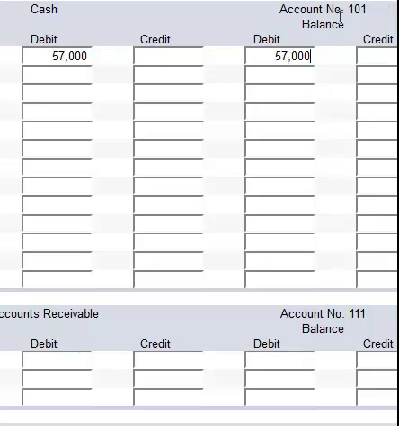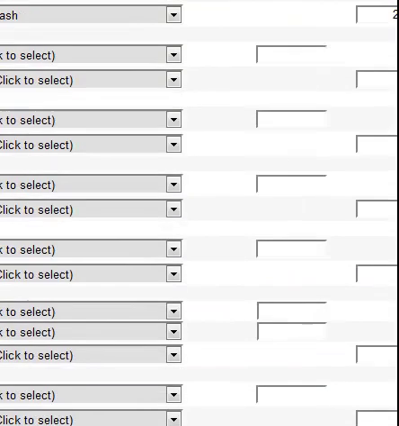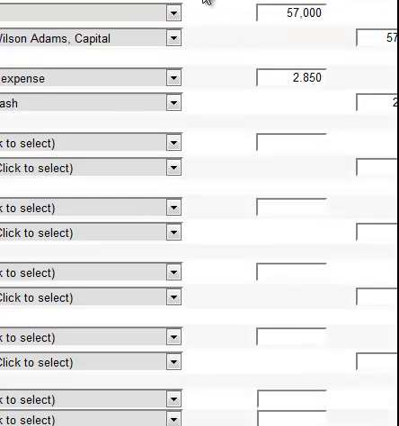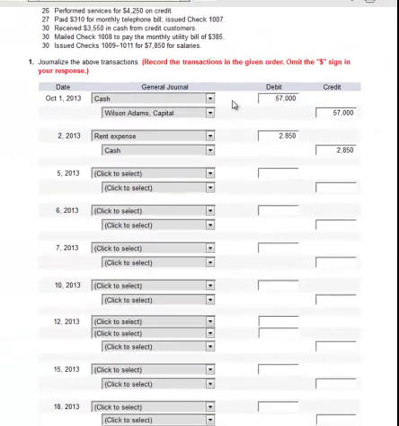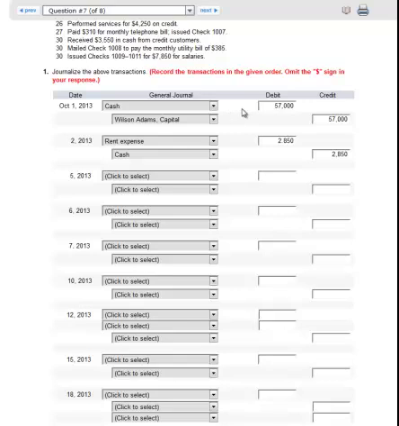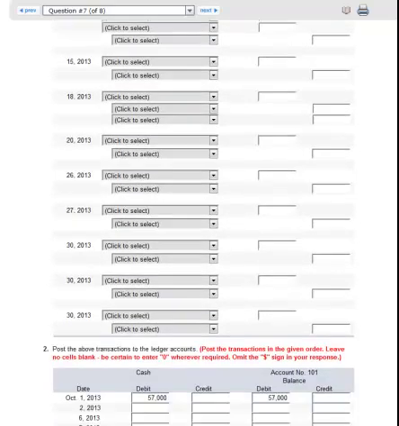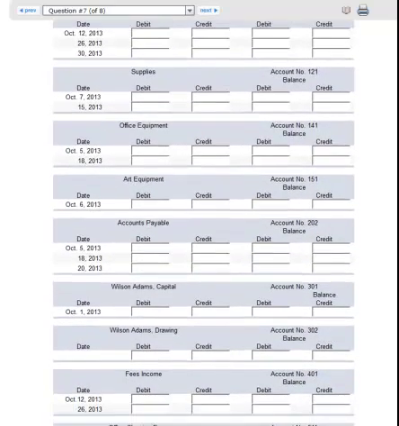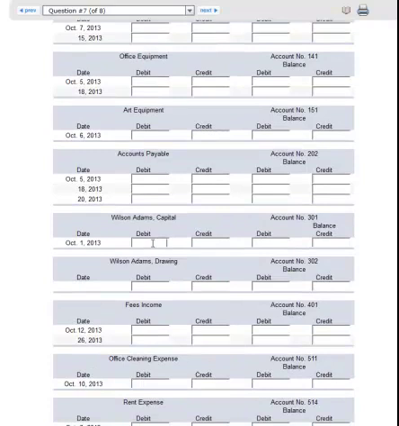Normally I would take account 101 and go up here in my journal and note that I posted this to account 101, but this particular program doesn't have that. Next, I'm going to credit Wilson Adams capital for $57,000. So I go down to the capital account and credit it for $57,000. Again, because it doesn't have a beginning balance, I'm just going to bring over my credit balance of $57,000.